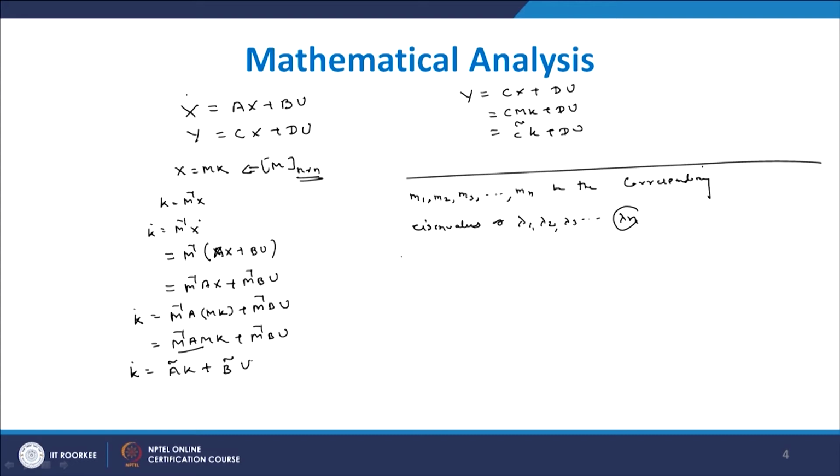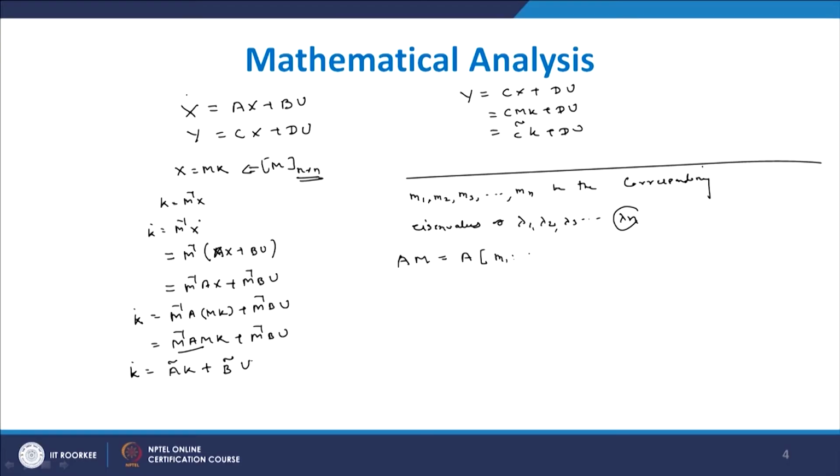Now we can write down the equation as A into M. So A is a matrix operated on M, the model matrix, so we can write down A. M involves the eigenvectors M1, M2 up to Mn, so we can write M1, M2, and Mn. So now we multiplied, AM1, AM2, up to AMn.